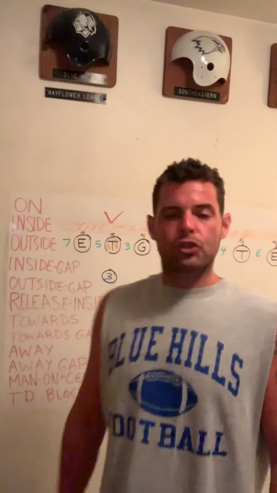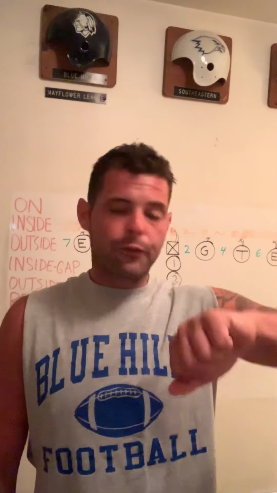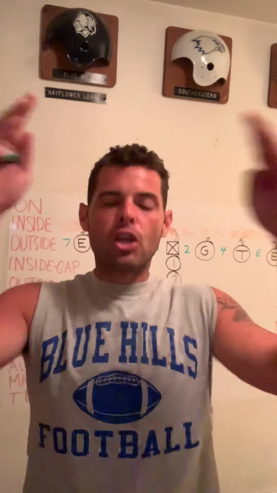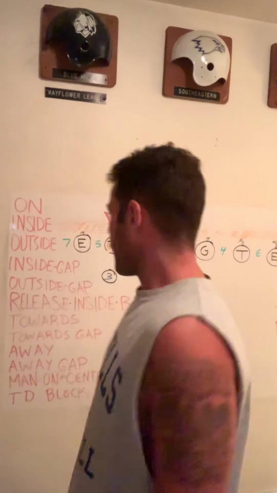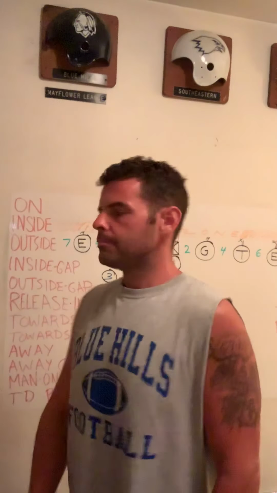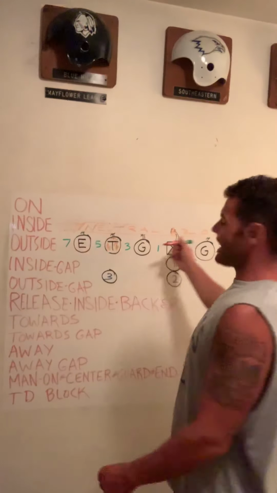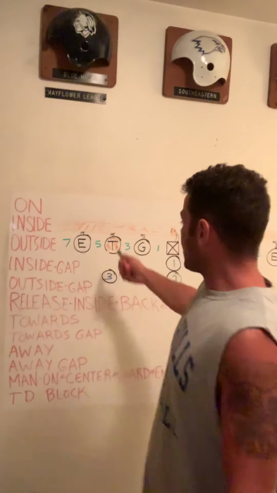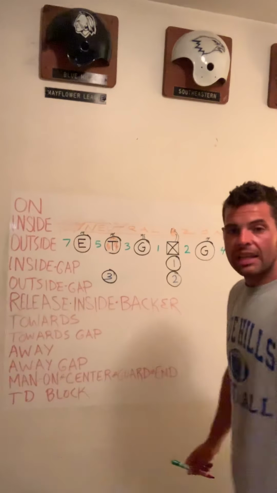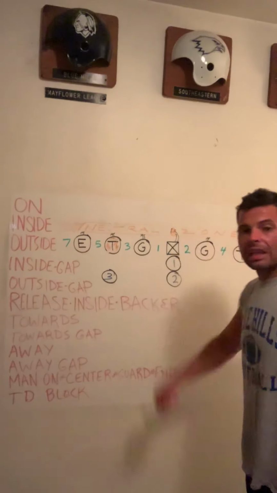So on refers to, do you have a man on you? If you have a man on you, and the first word on your rule is on, it doesn't matter what's going on after that. That's your man. On. Inside. Inside refers to inside, towards the football. So if I'm a left tackle, inside is going to be towards the football. If I'm a right guard, inside is going to be to the left.